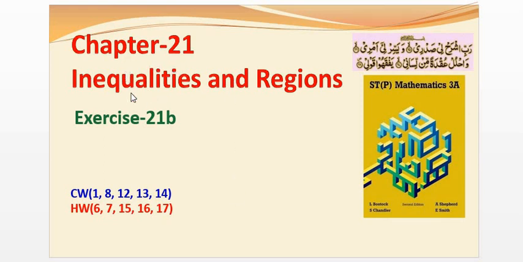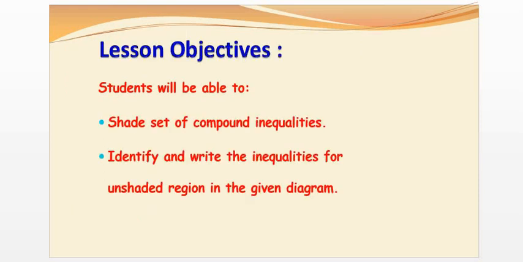Bismillahirrahmanirrahim. Chapter 21, Inequalities and Regions, Exercise 21b. Let's see what the main objectives are. The main objectives are to shade a set of compound inequalities. And the second objective is to identify and write the inequalities for the unshaded region in the given diagram.